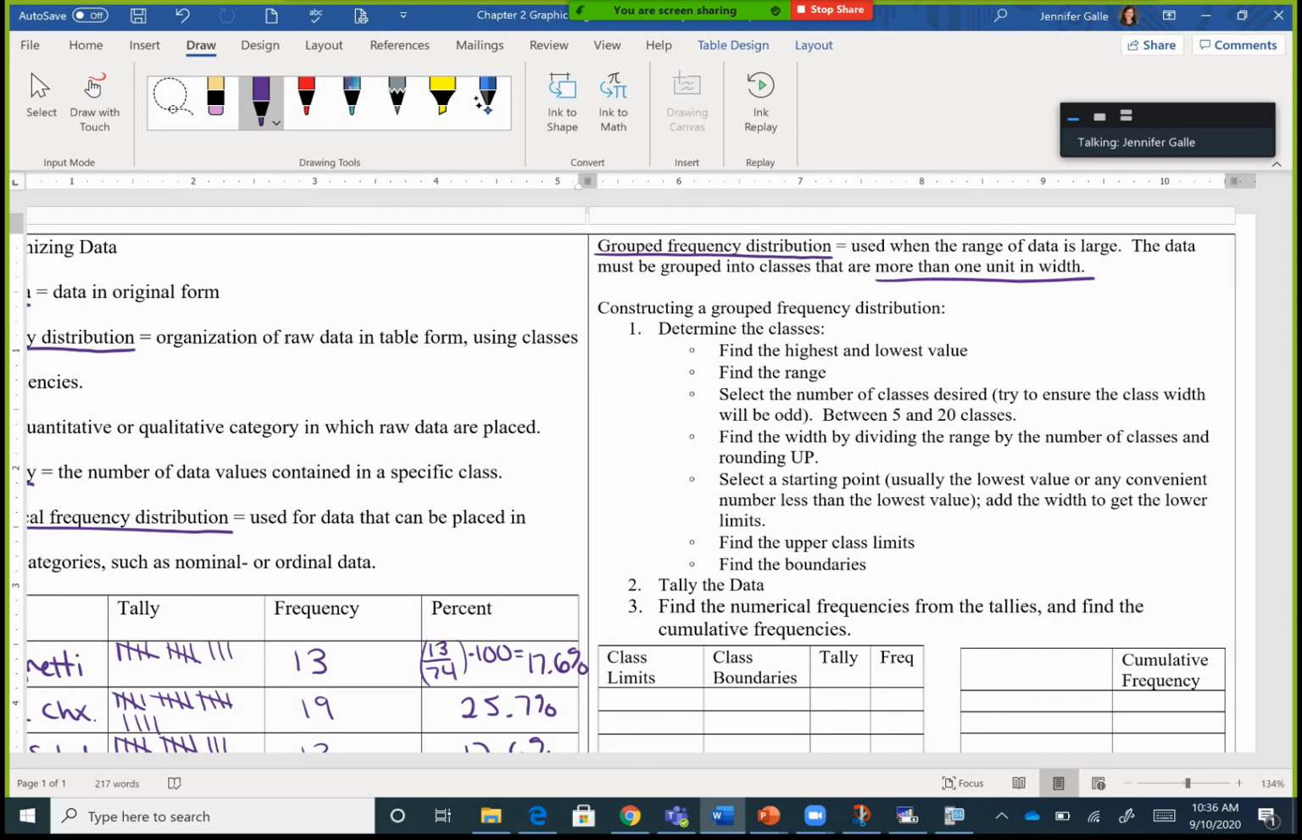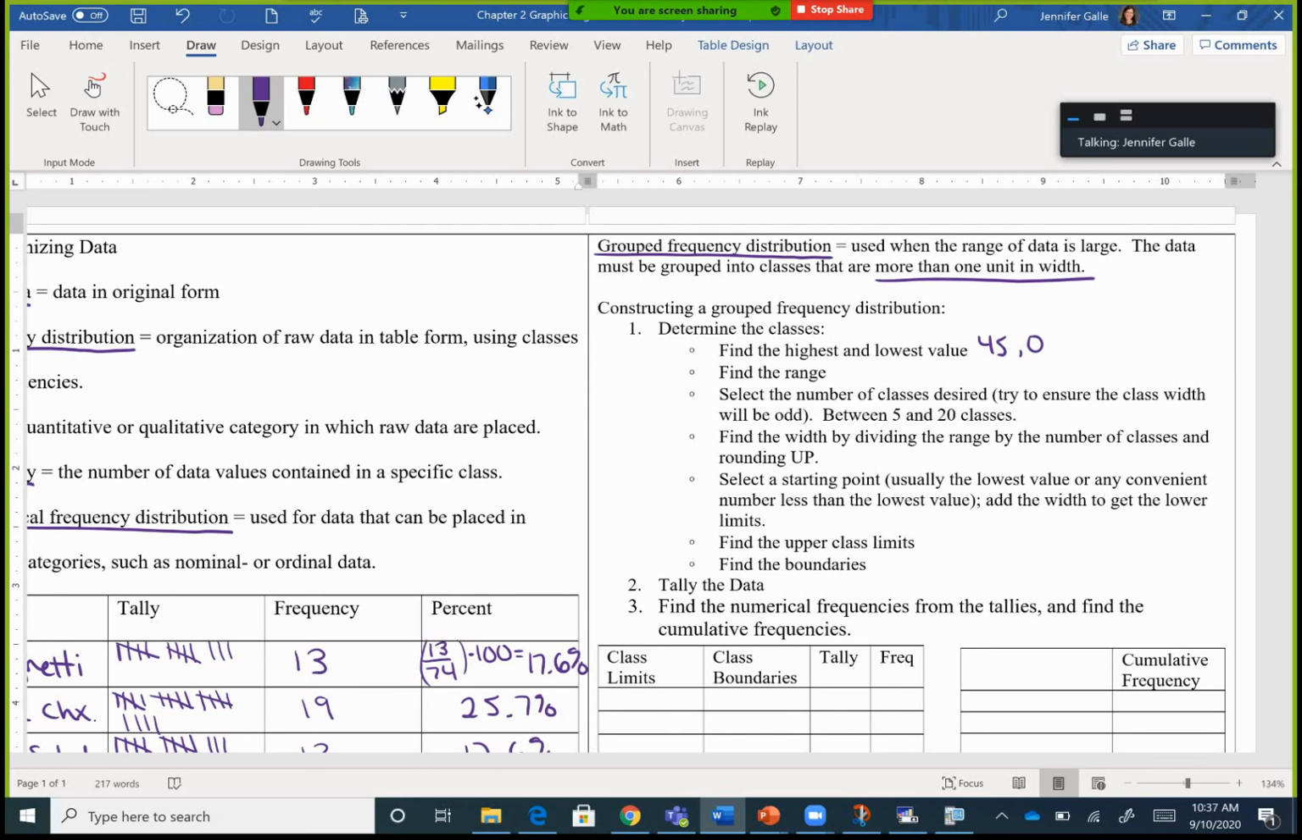So step 1, it says determine the classes. It says find the highest and lowest value. We already did that. The highest value was 45. The lowest value was 0. Then it says to find the range. The range is probably something you found once upon a time in a middle school math class, I'm going to guess. Does anybody remember what the range is?